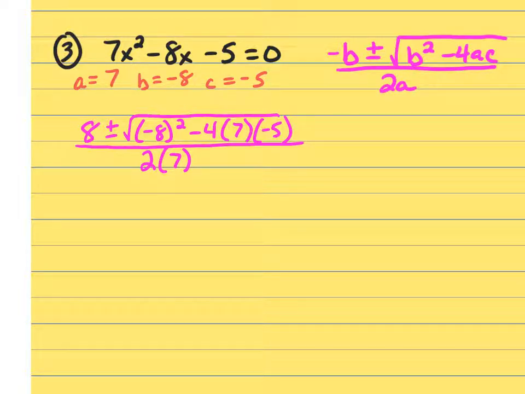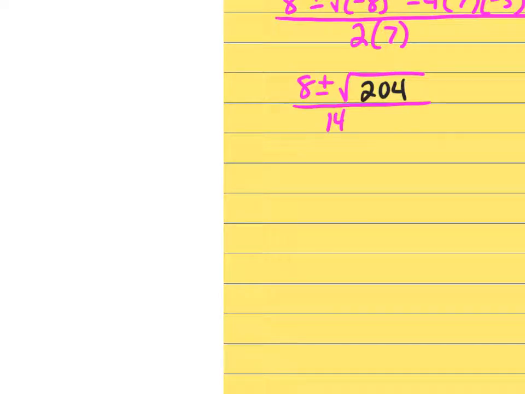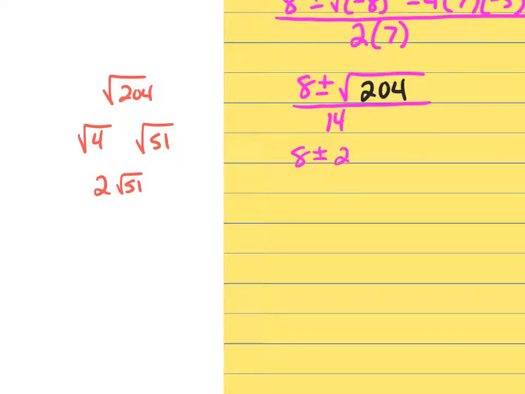From here, I'm going to simplify it. I bring down my 8 plus or minus square root, and the bottom of my fraction is 2 times 7, which is 14. My discriminant is 204. Because the square root of 204 is an irrational number, we need to simplify the square root of 204. We need two numbers that multiply to give us 204, and that is going to be 4 times 51. And the square root of 4 is 2 times the square root of 51. So I'm going to rewrite this as 8 plus or minus 2 square root of 51, all divided by 14.